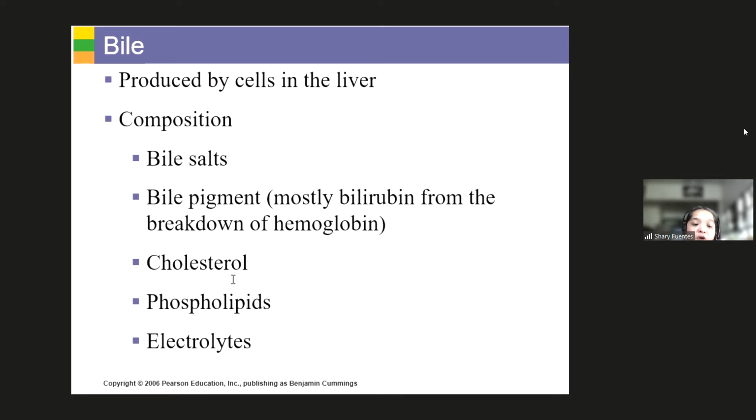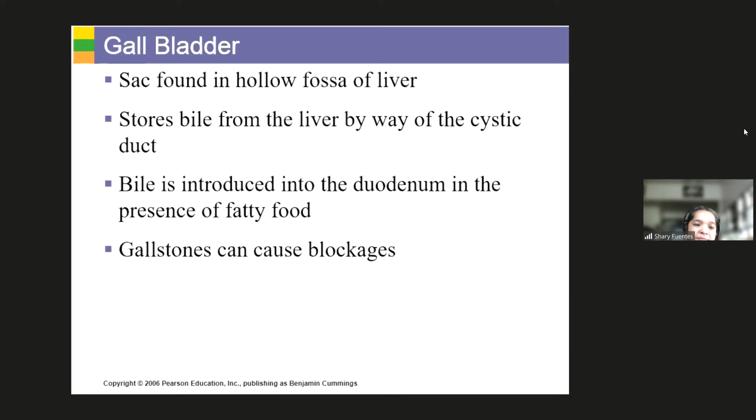Okay? So among this composition, yung bile salts at saka yung phospholipid are the ones that help in the digestion. The rest are just add-ons. Okay? But these are all what is found in your bile. Meron siyang bile salts, may pigment, may cholesterol, may phospholipid, at saka may electrolytes. Okay? Gallbladder, ito na yung abdo.